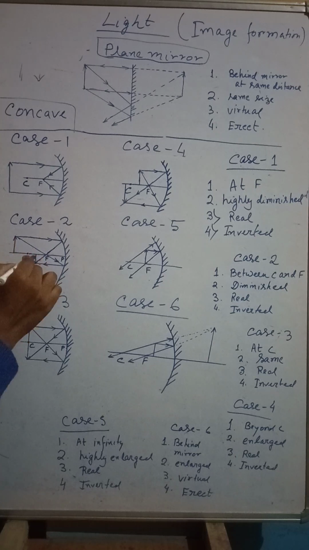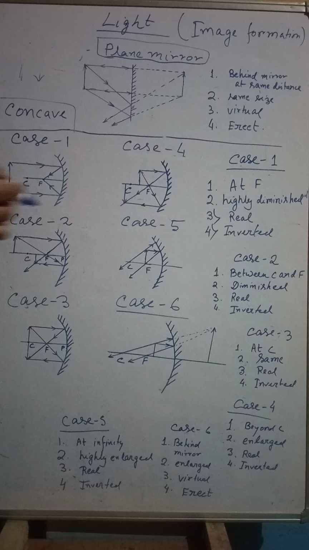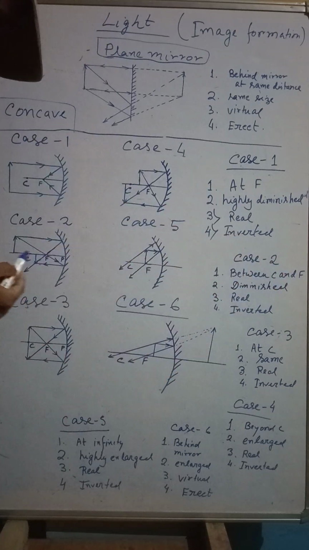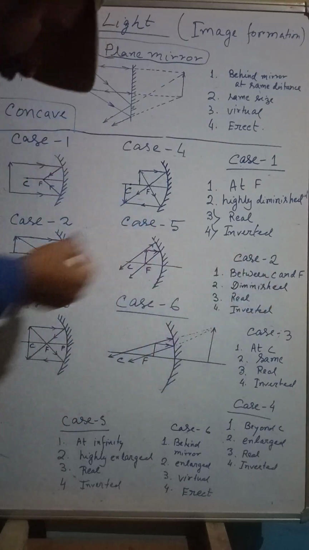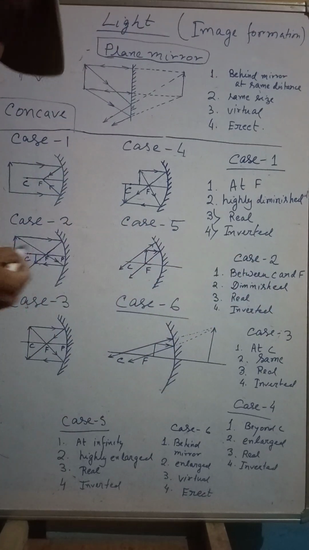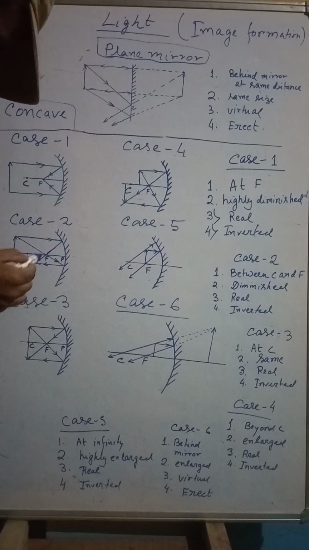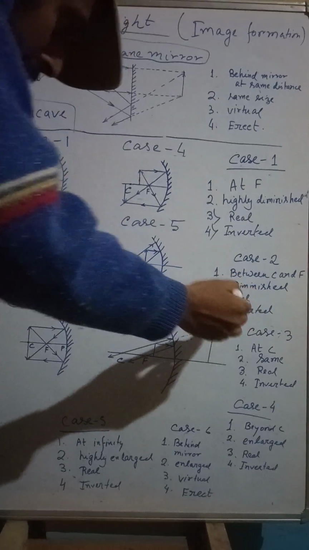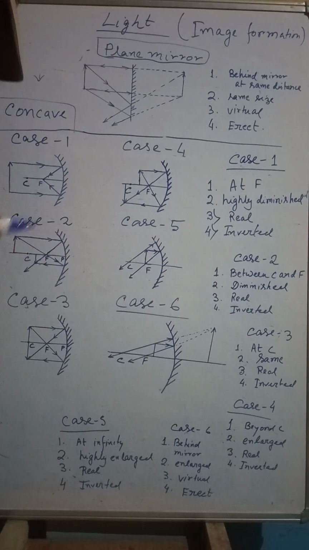So what is the nature of this image? This image is formed between C and F, and it is a diminished image, slightly smaller than the object. This is a real image because the reflected rays are actually meeting at a point, and this is an inverted image. So two types of incident rays are present.